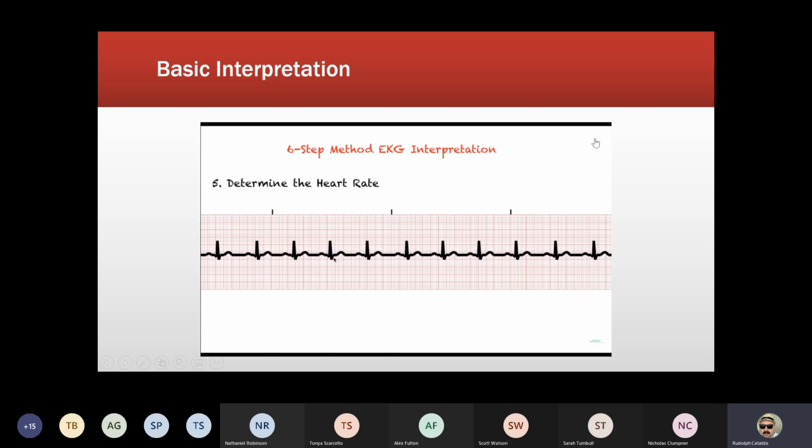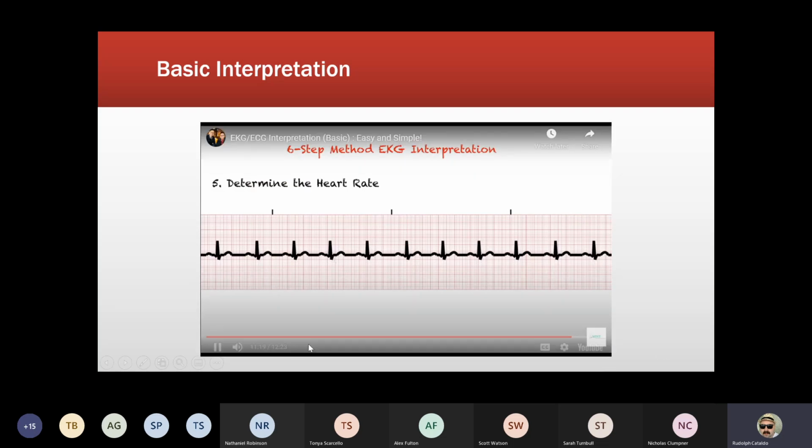Second method that we can use to calculate the heart rate is the big box method. Okay, I'm going to skip past this portion because I don't want you guys to learn this yet until we get to 12 leads, which I can play, but if you don't understand it, please don't freak out because we usually don't teach this till later on.